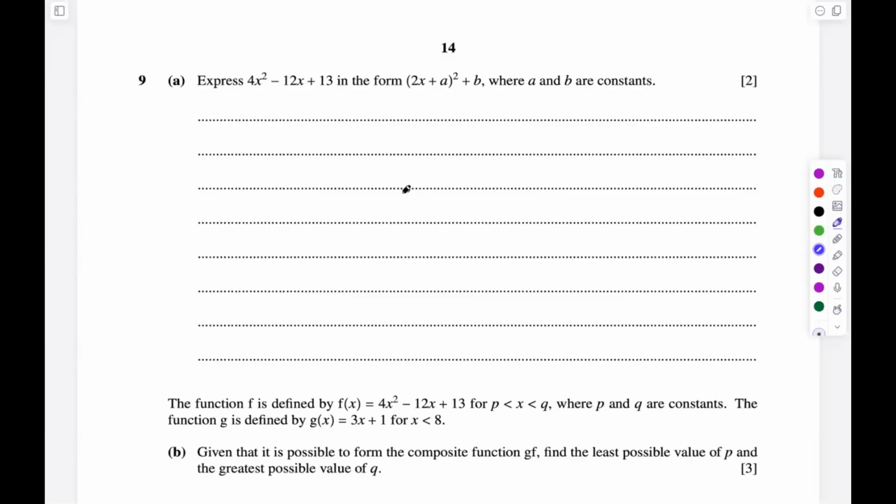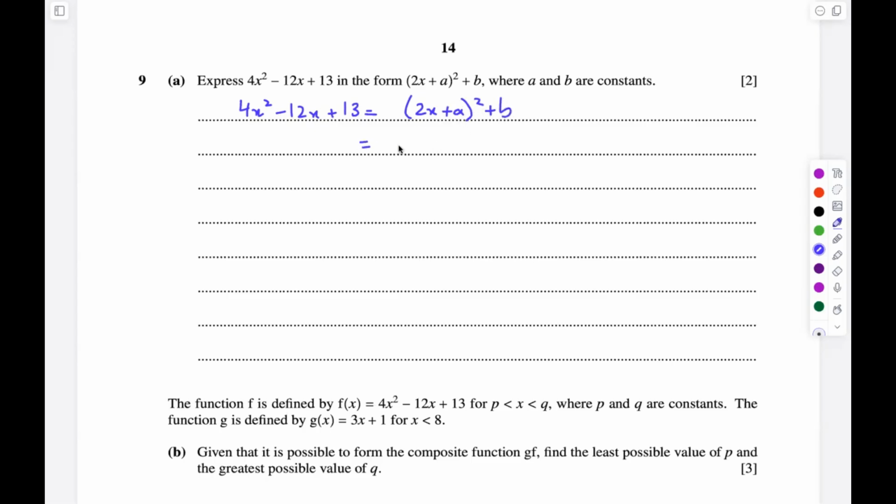Question number 9a, we have to express 4x squared minus 12x plus 13 in the form (2x plus a) whole squared plus b, where a and b are constants. So to convert this, we can first write the equation, which is 4x squared minus 12x plus 13 equals (2x plus a) whole squared plus b.